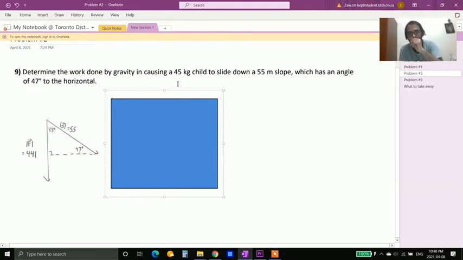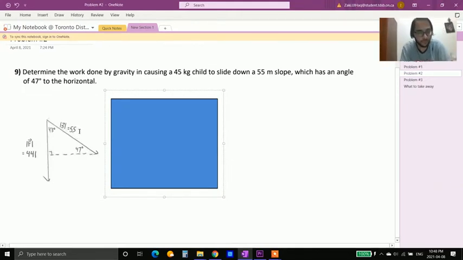This is a nice little physics application. So if you know physics, you'll feel right at home. But if not, just remember, take the mass, multiply it by 9.8, and you'll get the force. So that's how I got the 441 here. And this is the magnitude of the slide. So it's the length of the slide.